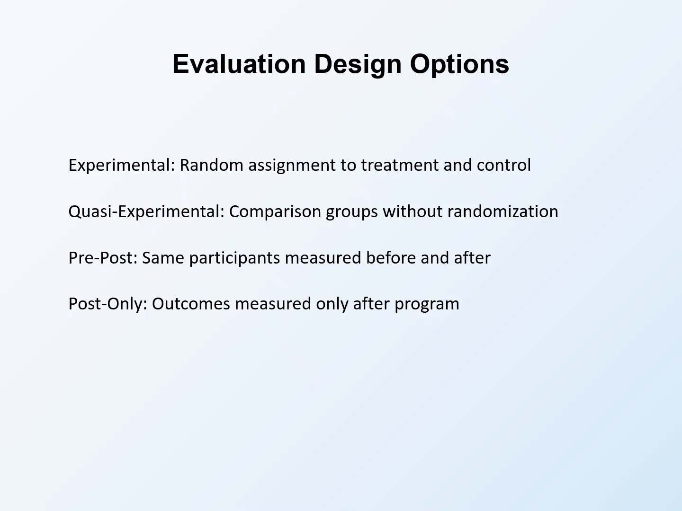Evaluation design options offer different levels of rigor. Experimental design uses random assignment to treatment and control groups. Randomization creates equivalent groups, enabling causal inference. This is the gold standard, but often impractical.